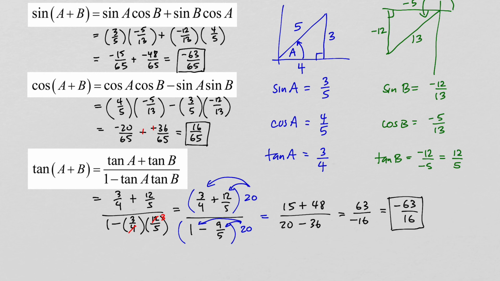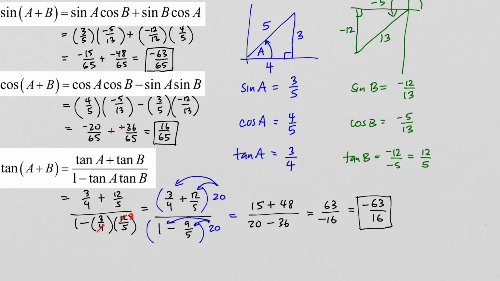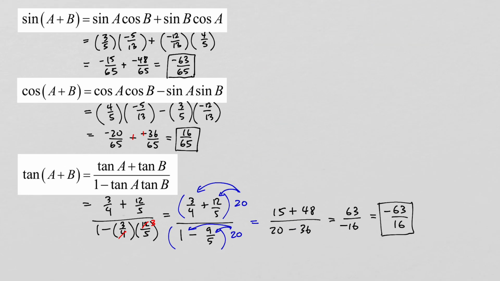So we now have the values for sine of a plus b, cosine of a plus b, and the tangent of a plus b. And there is one last thing you can do to kind of check to make sure that you have the right answer. And this is really cool, so I'm going to show you this.